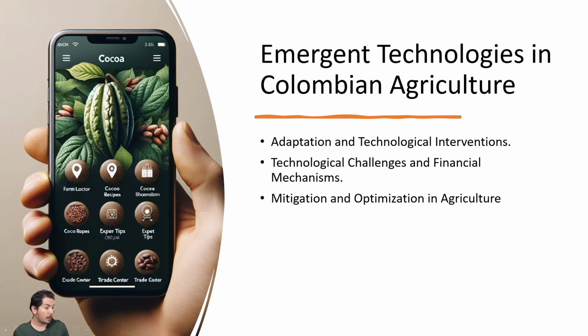And the last one is mitigation and optimization in agriculture. In this case, we are analyzing different apps trying to generate solutions and recommendation systems, focused primarily on production or daily decisions such as quantity of fertilization, amount of water, and so on. So there are operational decisions in mitigation and optimization agriculture, but there are strategic decisions in technological challenges and adaptation and technological interventions.